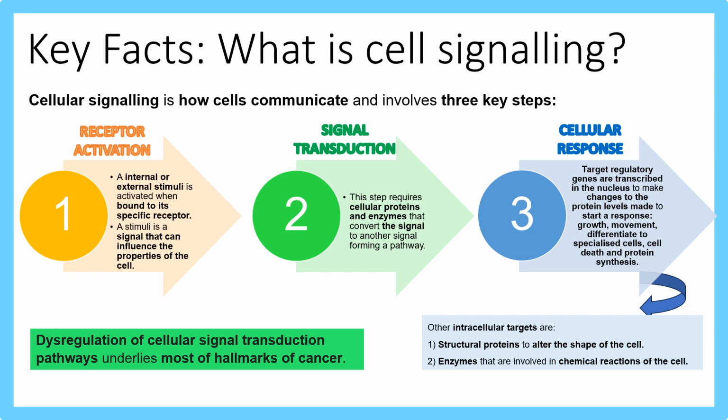Another way in how the cellular response occurs, besides regulating genes, is structural proteins, which can help change the shape of the cell, and also enzymes. Enzymes are a specialized type of protein, and they help to speed up the chemical reaction without being chemically changed. Now, dysregulation of the signal transduction pathway, and how the signal is being transmitted throughout the cell via the proteins and enzymes, when it's not working properly or not regulated appropriately, is what underlies most of the hallmarks of cancer.